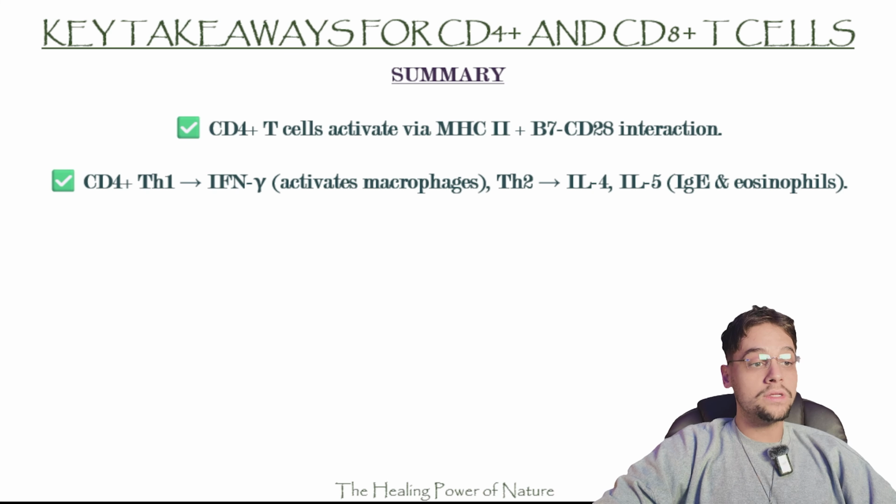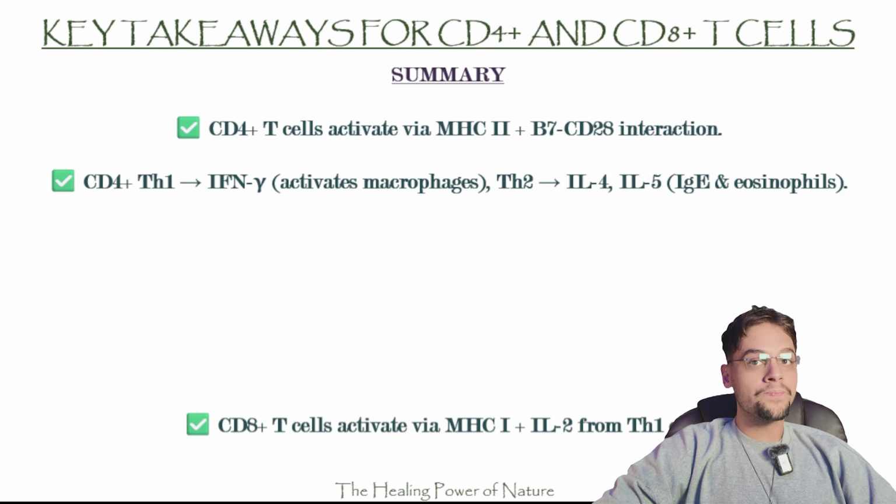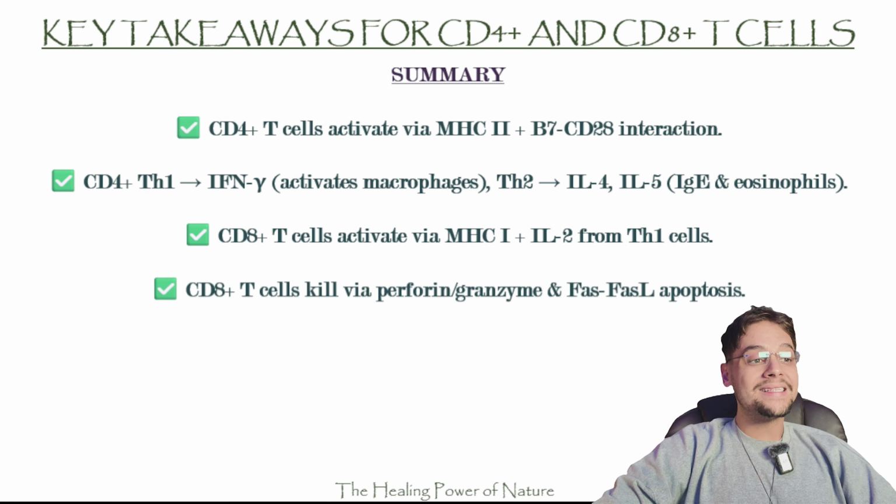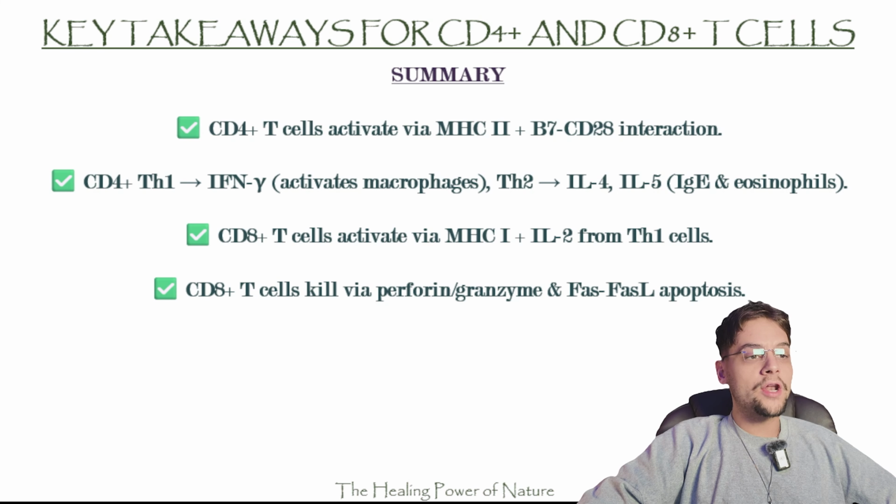CD4 positive Th1 cells then secrete interferon gamma, which activates macrophages, and Th2 cells release interleukin 4 and interleukin 5, which promote IgE and eosinophil recruitment. CD8 positive T cells activate via MHC class 1 plus IL-2 from Th1 cells. CD8 T cells kill via perforin, granzymes, and Fas ligand apoptosis. So I know this was a lot of information. Let's bring it all together.